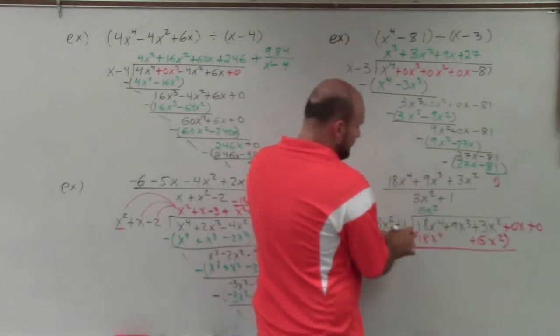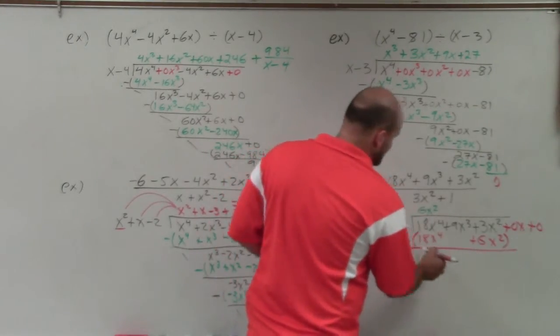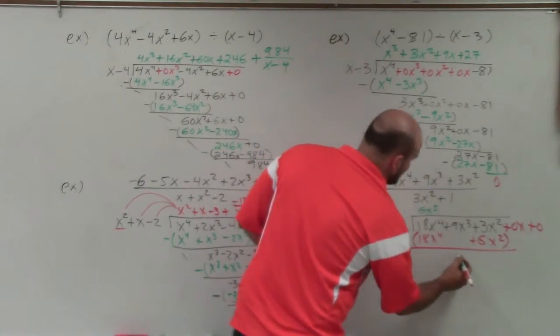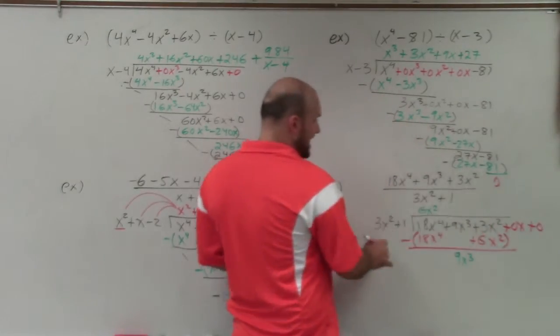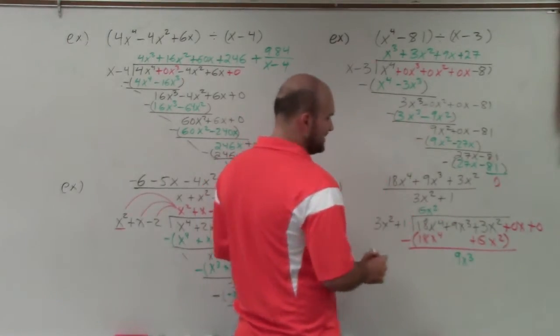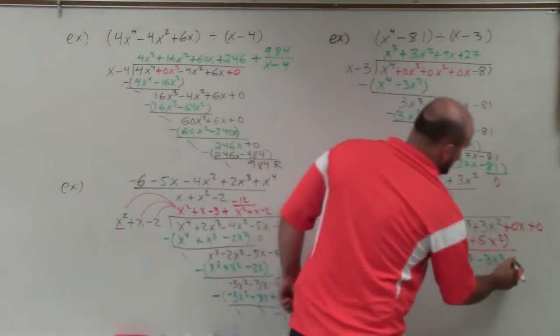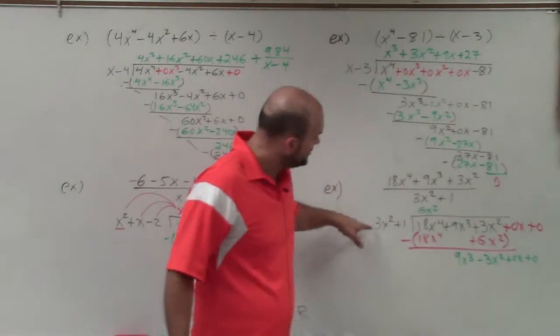So 18x to the fourth minus 18x to the fourth is going to give you 0. 9x cubed, that just goes down. You're basically subtracting 0 from that, so that just comes down to 9x cubed. 3x squared minus 6x squared is going to give you a negative 3x squared. And then we just bring down our 0x and our 0. Now we do it again.